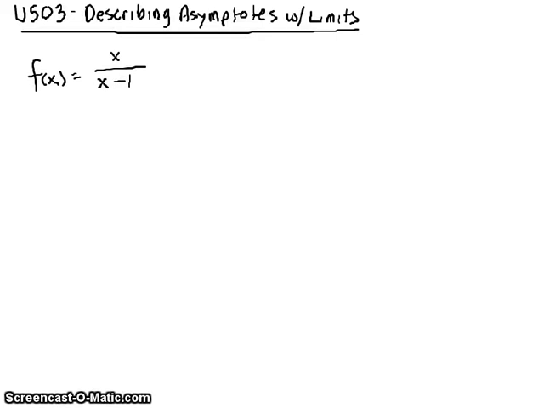Okay, in this video we're going to talk about Unit 5, Objective 3, which is going to be describing asymptotes with limits. So we're going to focus on the function f of x equals x over x minus 1. Now, you probably could figure out what this looks like, but it might be a waste of time once we know how to find our asymptotes with limits. But if you wanted to know what this looked like, our function would look like this.